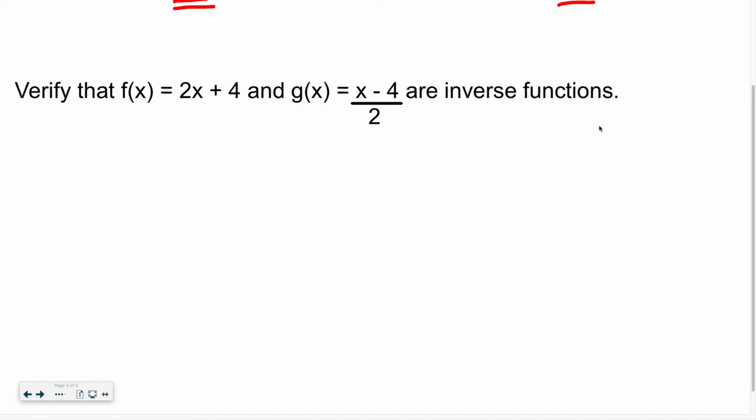Okay, so let's verify f of x equals 2x plus 4 and g of x equals x minus 4 over 2 are inverses of each other.